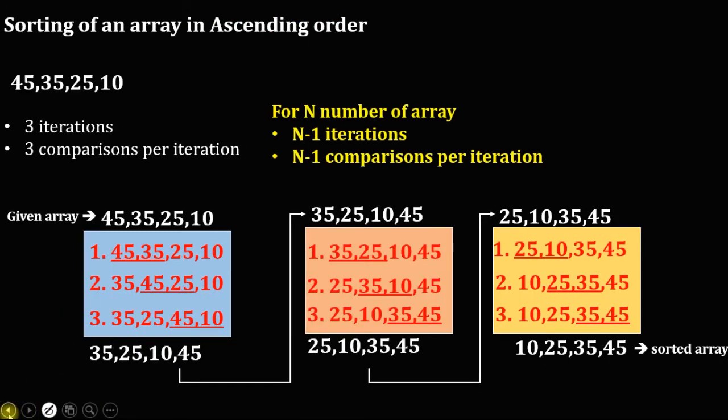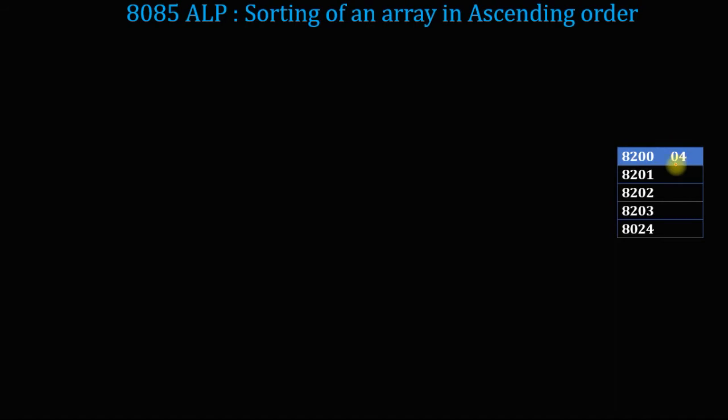As I told earlier, for doing the sorting operation of an array of 4 numbers, we need to complete 3 iterations and 3 comparisons per iteration. So we need that integer value 3. That means for an array of n numbers, we need to complete n minus 1 iterations and n minus 1 comparisons per iteration. So we need to store the size of that array in a particular location. So 8085 needs that value.